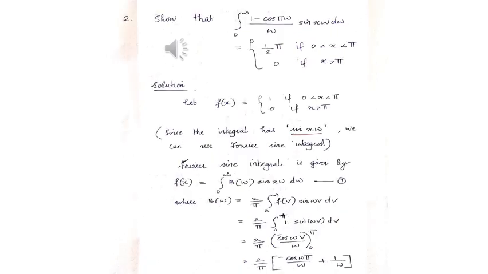Coming to the second question, show that the integral from 0 to infinity of (1 minus cos pi omega) divided by omega, into sine x omega d omega, is equal to pi by 2 if 0 less than x less than pi, and 0 if x greater than pi. Here we are having sine x omega in the integral part. We don't have cos x omega, so no need to use the cosine integral representation. We are only having sine x omega, so we can directly use the Fourier sine integral formula.